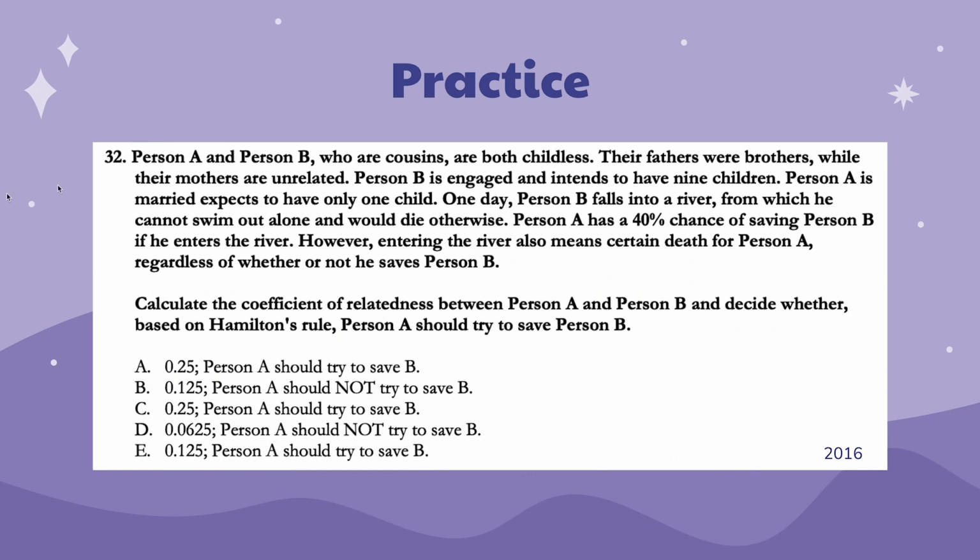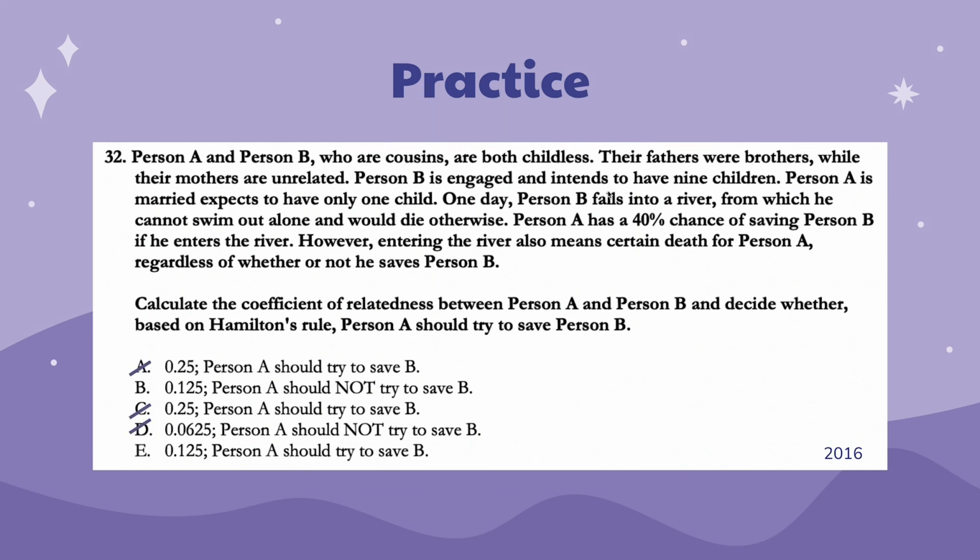So the first thing it asks for is the coefficient of relatedness between person A and person B. So it says that they are cousins, so we're just going to assume that they're first cousins because they didn't specify. So if you'll remember from that chart, the coefficient of relatedness for cousins is 1/8. So we can look at the answer choices and we can eliminate 3 of them. So that's A, C, and D, gone.